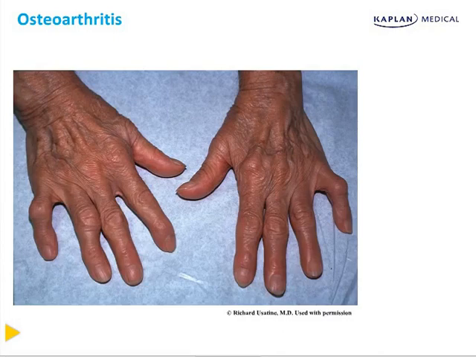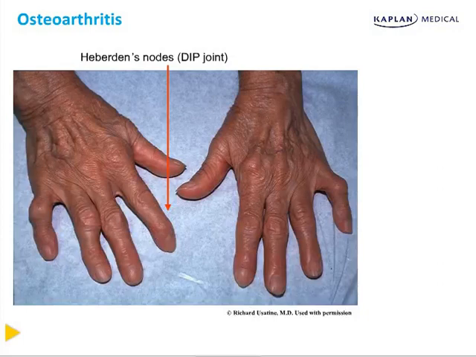Here's an example of osteoarthritis of the hands. There you can see Heberden's nodes at the distal interphalangeal joint, and there's a Bouchard's node at the proximal interphalangeal joint.